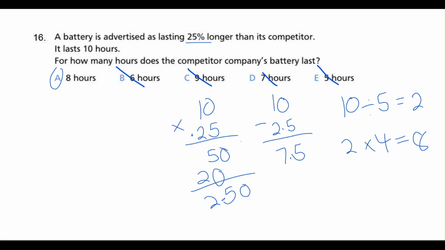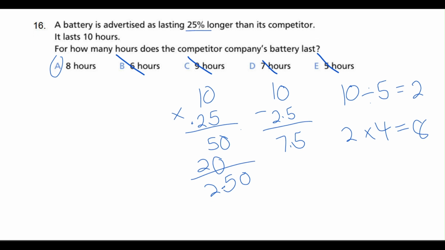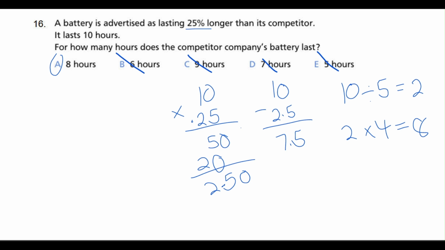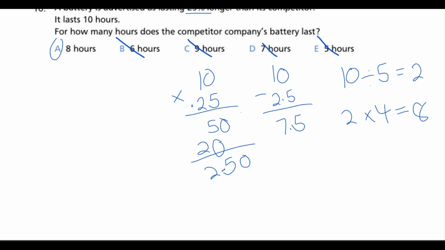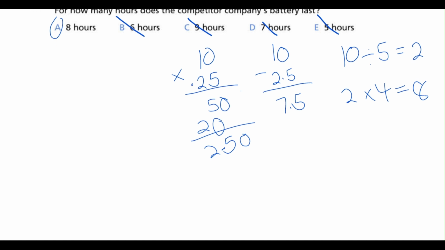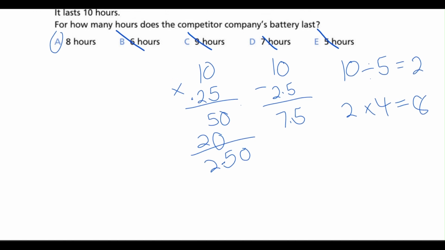Here's how we solve it. We know the new battery lasts 10 hours, and that's 25% longer than the competitor's. That means those 10 hours are equal to the competitor's original 100%, plus an extra 25%. So 10 hours equals 125% of the competitor's battery life. What we need to do is find what the original 100% is.